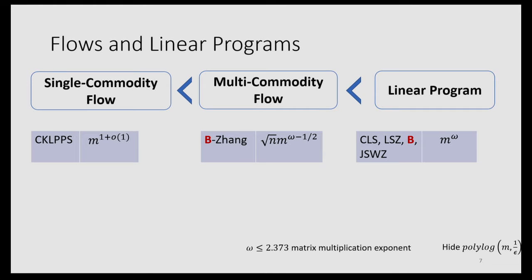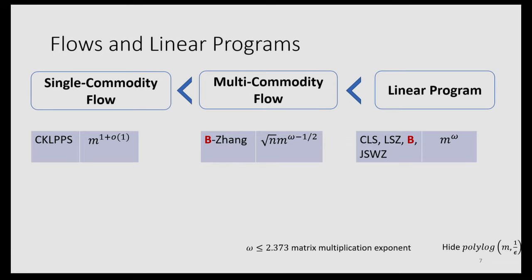The best upper bounds are single commodity flow, almost linear time, really efficient. Something like linear program, one of the fastest algorithms runs in matrix multiplication time. So here omega is the matrix multiplication exponent. That's the complexity of multiplying two m by m matrices. And now for multi-commodity flow, we have something that's in between these two upper bounds.